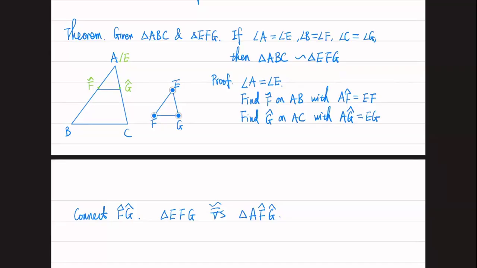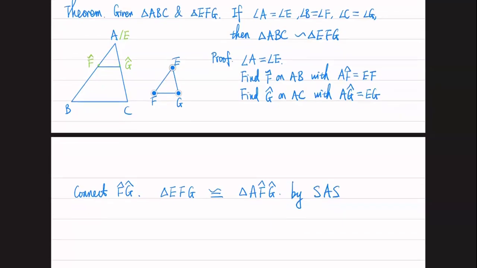Okay, so what do we know? We know these 2 angles are the same, and we know the 2 sides. Oh, I meant SAS. SAS, nice. So we have this SAS by the construction. Okay, so these triangles are congruent by SAS. That's our construction.